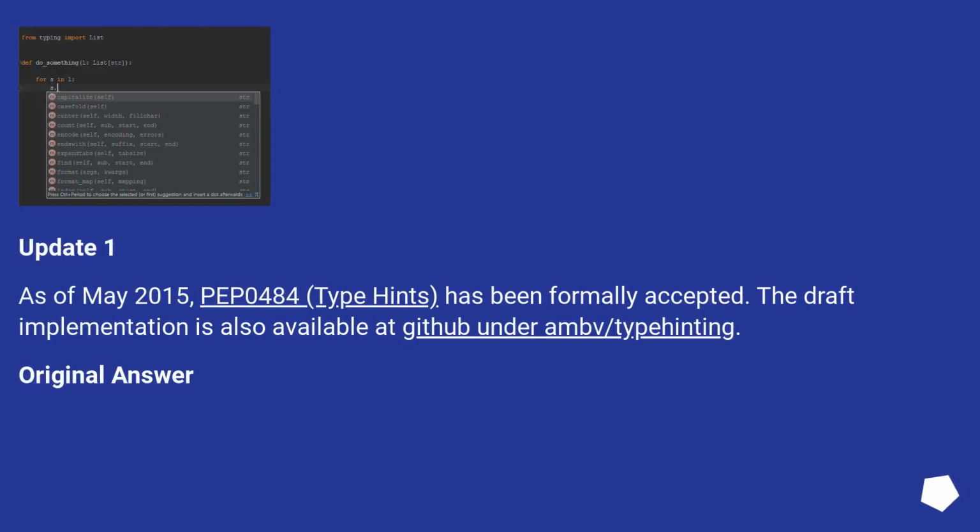Update 1. As of May 2015, PEP 484, Type Hints, has been formally accepted. The draft implementation is also available at GitHub under ambv/typehinting. Original answer.